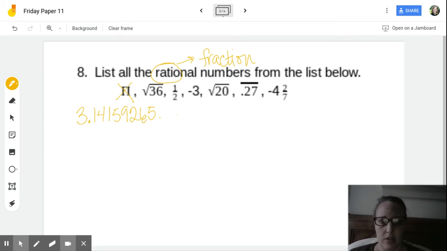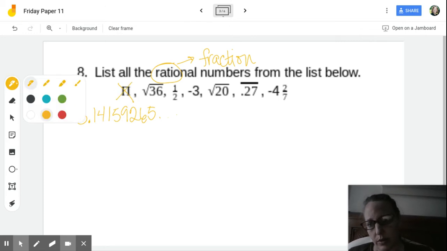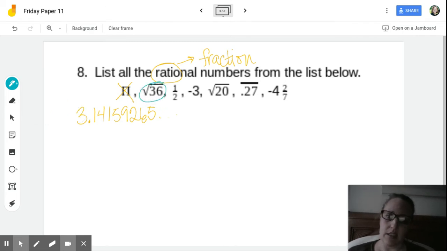Okay, square root of 36 is a perfect square, right? So the square root of 36 is 6. That's the same as 6 over 1, or 36 over 6. Yeah, 36 over 6 is also 6, right? Square root of 36 is rational. 1/2 is a fraction, it's rational. Negative 3 can be a fraction. It is rational.